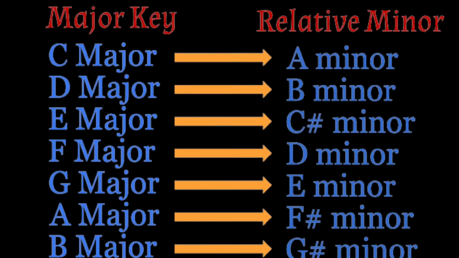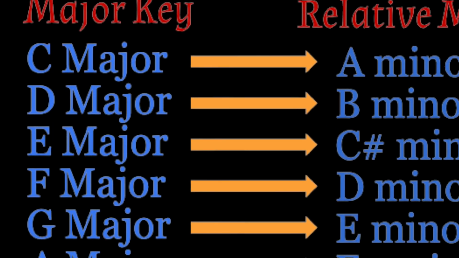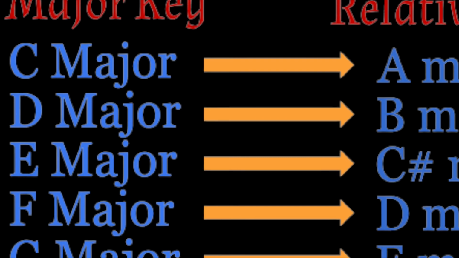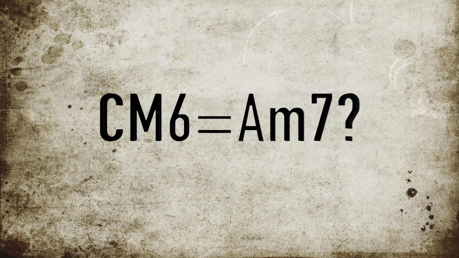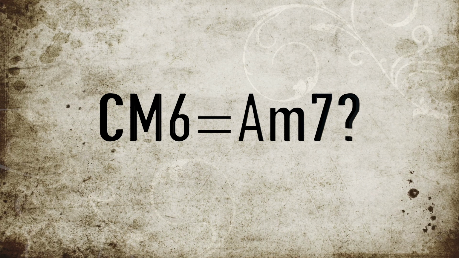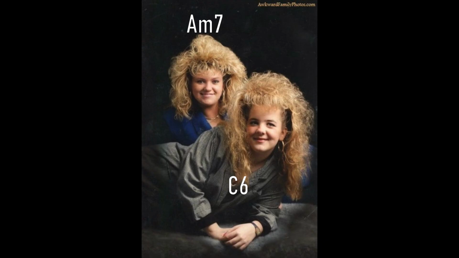So yeah, the relative of C major is A minor and vice versa. So I guess you could technically look at a major sixth chord as if it was its relative minor's seventh chord. So it's not like C and A are estranged relatives. Like a bad family picture, they're paired with each other all the time. They even have matching outfits.